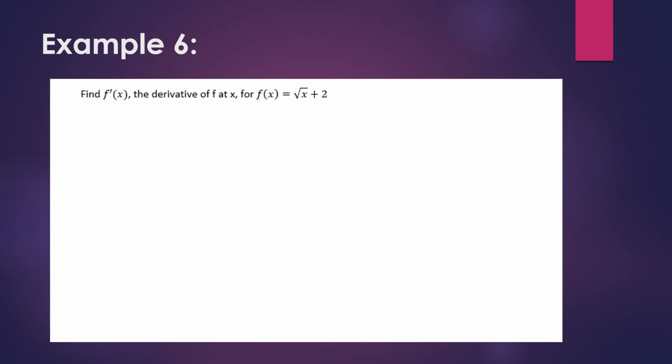All right, example 6. Now this one is a bit of a tricky one. We have seen a problem like it before using limits, but it's been a while, maybe a few videos. So we're trying to find the derivative of f of x equals the square root of x plus 2. So remember, a derivative is the limit as h approaches 0 of f of x plus h minus f of x all over h.